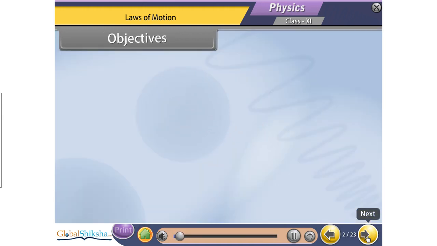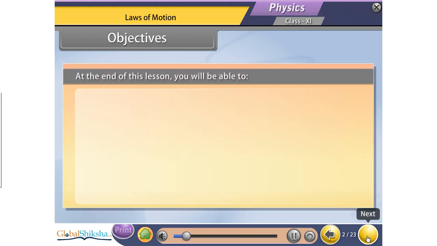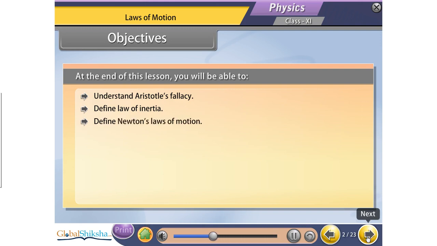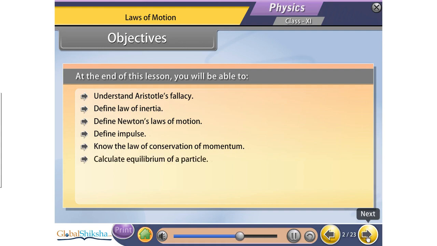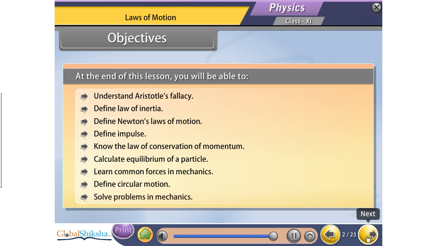Objectives. At the end of this lesson, you will be able to understand Aristotle's fallacy, define law of inertia, define Newton's laws of motion, define impulse, know the law of conservation of momentum, calculate equilibrium of a particle, learn common forces in mechanics, define circular motion, solve problems in mechanics.